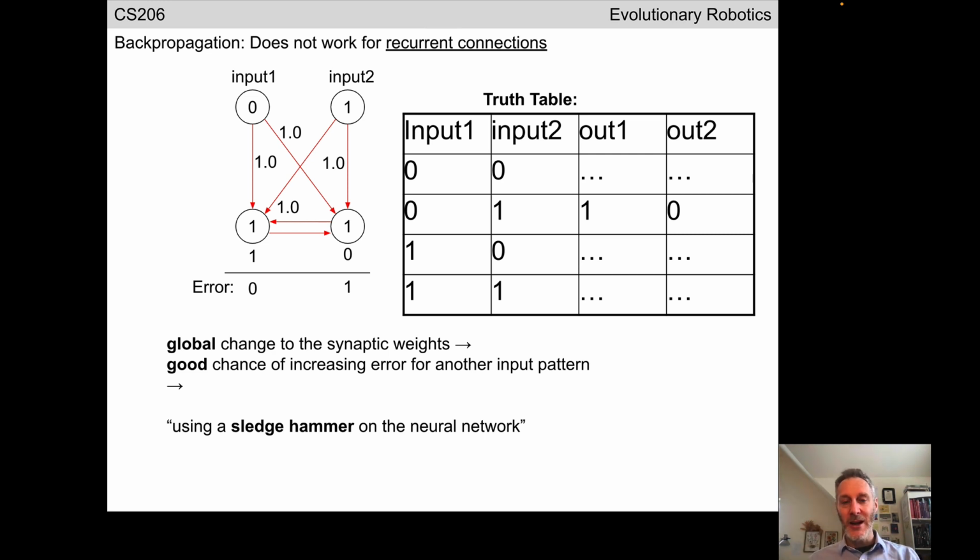Luckily, in this class, we are not using backpropagation. The evolutionary algorithms do not have the same problems with tuning recurrent neural networks.